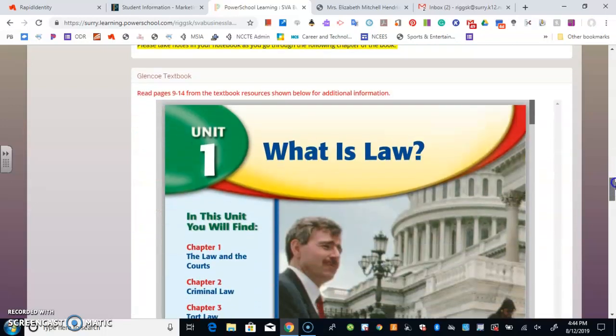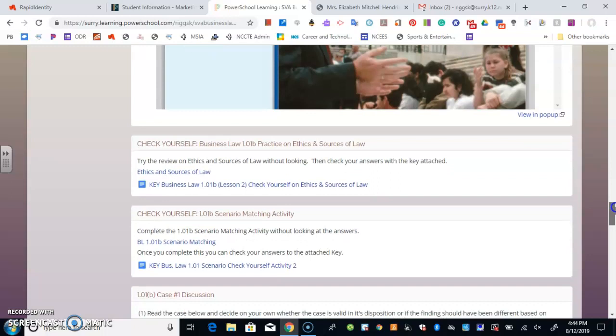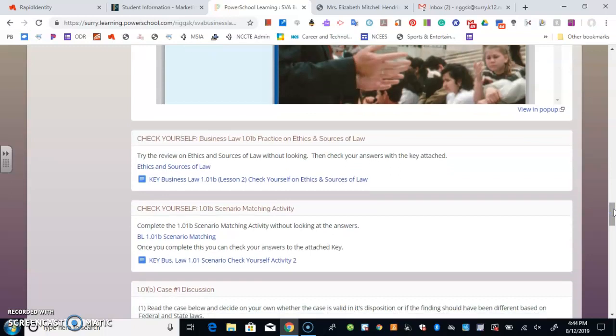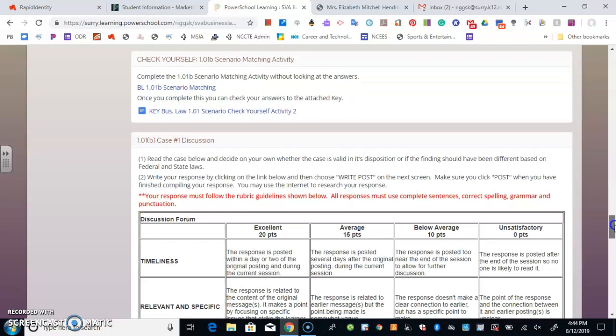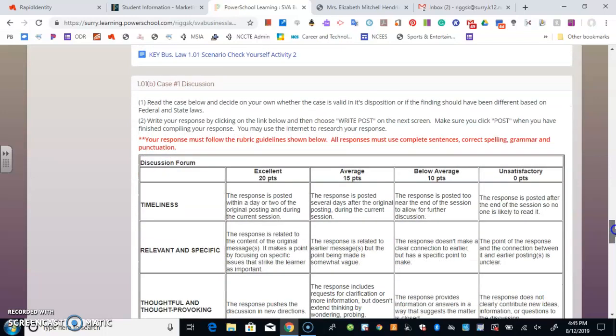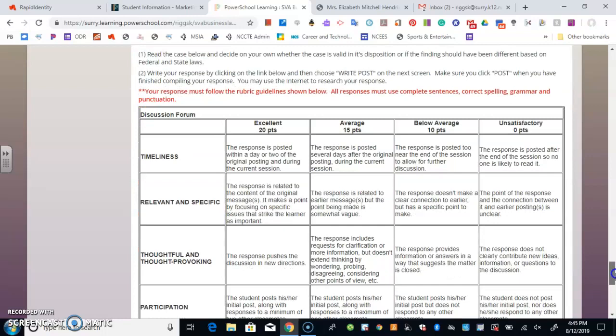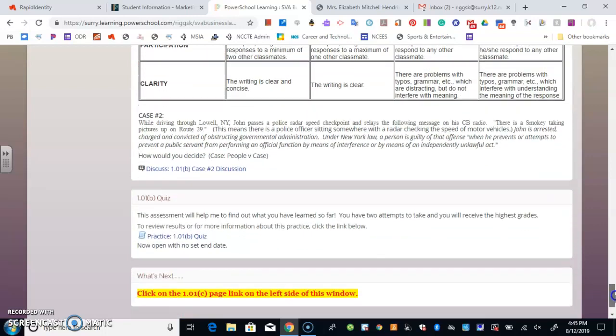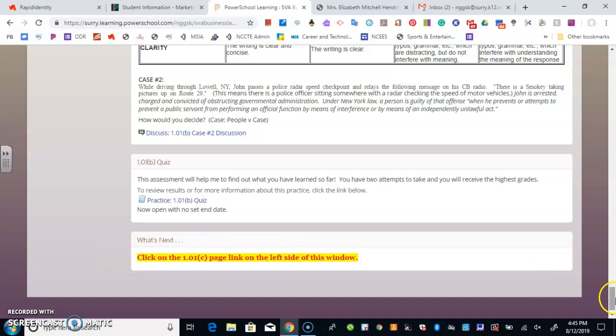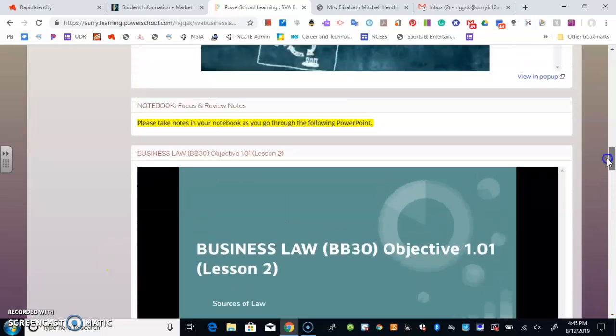You also have your chapter book. You read pages 9 through 14. Okay? And then here is a check yourself. Both of these, you do the matching, and then you can look and check behind yourself. This is not for a grade, it's to help you make sure you understand. Here's your case study 1. You're going to read the case. Here is your rubric, how you have to post, what you're expected to post. And here's your case study 2. We'll be doing a lot of case studies, and then a practice quiz. And then you go to 101C.